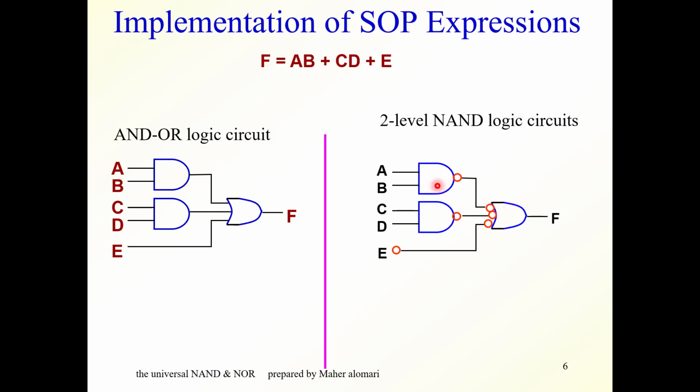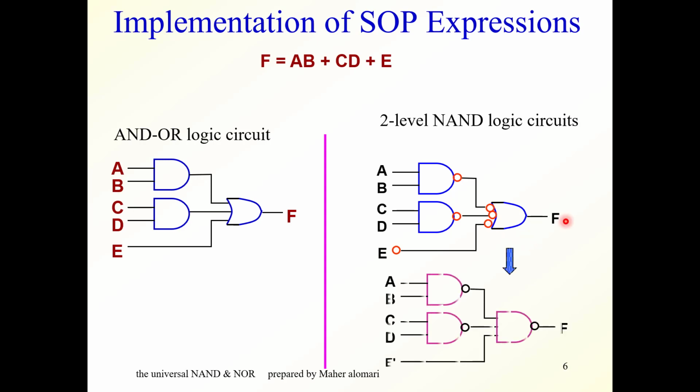Now, this is a NAND gate, this is a NAND gate, and this is also a NAND gate. So this circuit is equivalent to this circuit. Notice that here we have E bar, which is this one, E followed by an inverter. This is an AND gate. So this is the two-level NAND gate representation of this function. So it is easy. If you have the function in the sum of product form, you convert it from the two-level AND-OR logic into the two-level NAND gate logic.